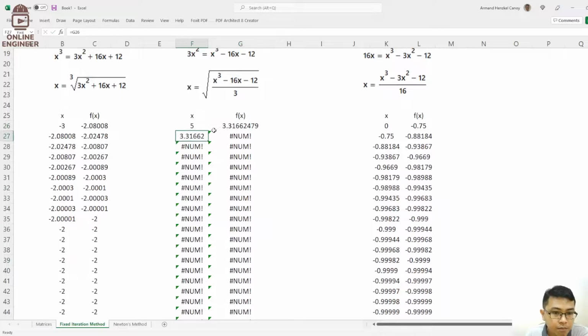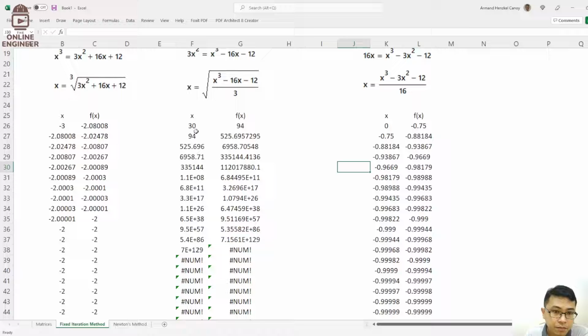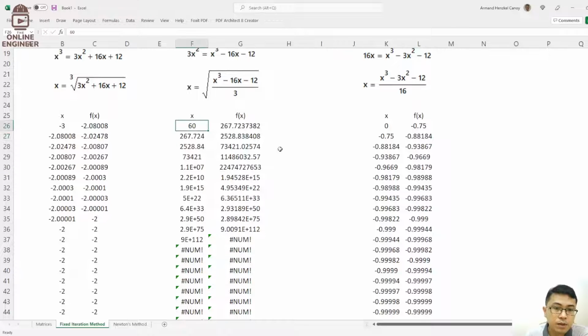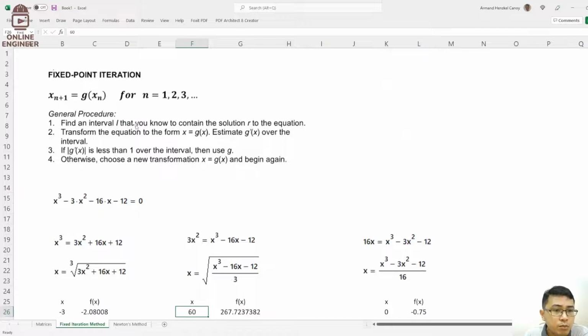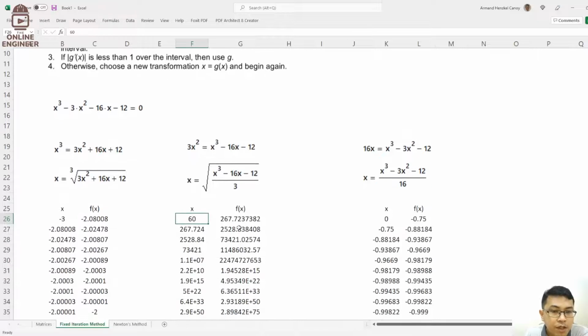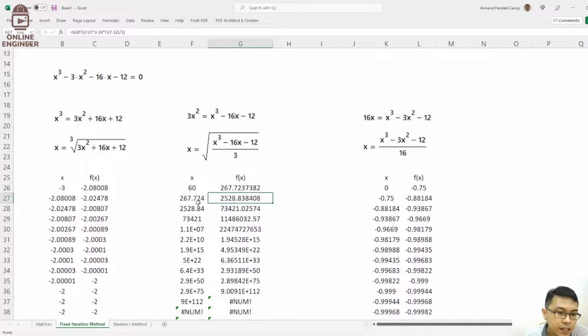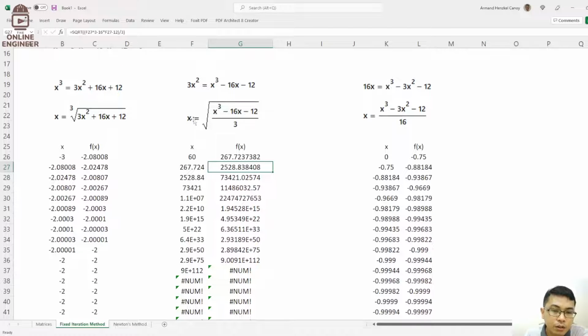Say 5 doesn't give us a root either. What about 4? It doesn't give us a root. 2 will not give us a root. So this will only be possible for big values. 30, for example, doesn't give us a root. 60 doesn't give us a root as well. So there are times when the fixed point iteration actually will not give you a root for the expression of x that you have used. Okay? So in this case, we cannot get any root out of this.